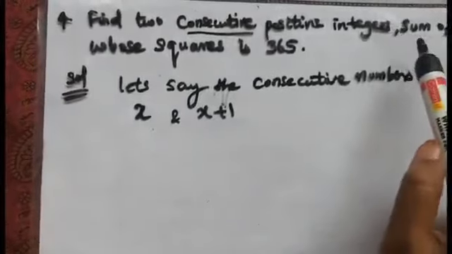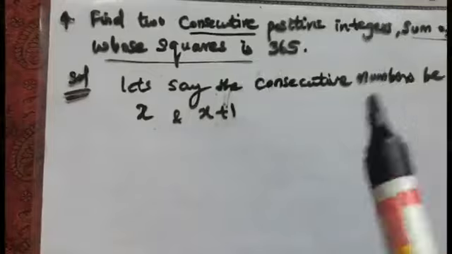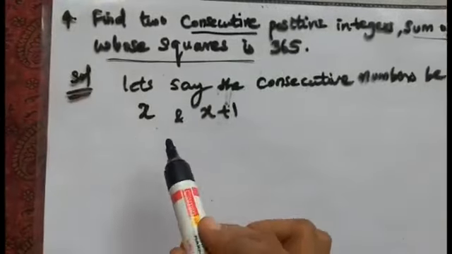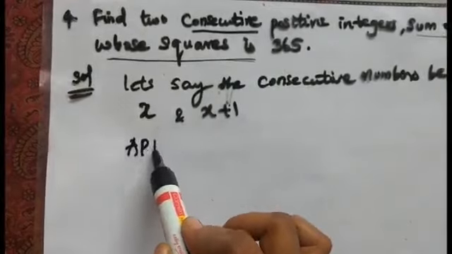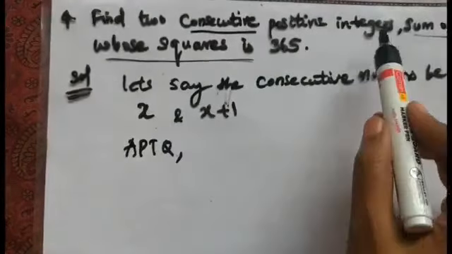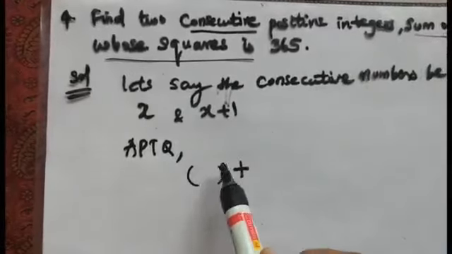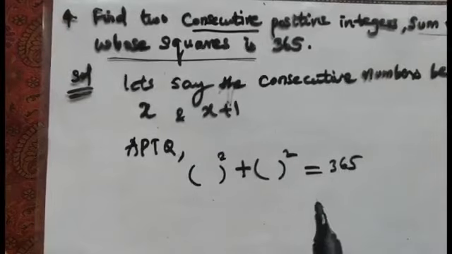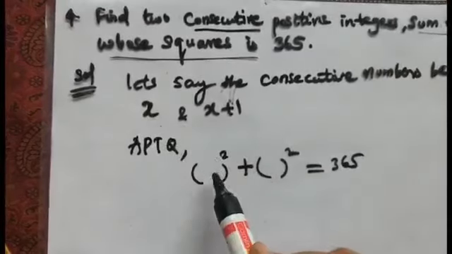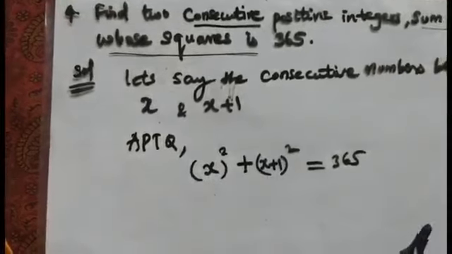What is it telling in the second part of the question? The hint. It is working as a hint. Sum of whose squares. So as per the question, we can write: sum means plus, the sum of the squares of the numbers is equal to 365, isn't it? So what are the numbers we have assumed? x, and here x plus 1. Okay.